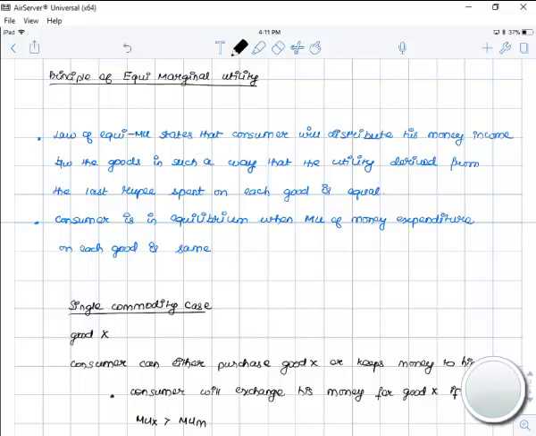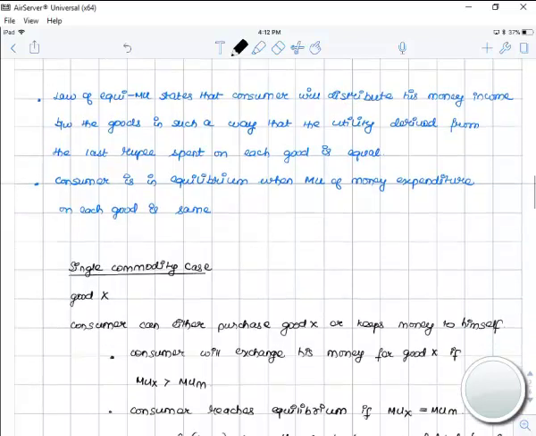Now what does this mean? For example, you have two goods, X and Y, and the prices of the two goods are also given to you, and you have a certain amount of income, right? The law of equi-marginal utility says that you will spend your income on the two goods in such a way that the utility which you derive from the last rupee spent on each good is equal. I'll tell you just now what this means. So the consumer is in equilibrium when the marginal utility of the money expenditure is the same on each good, right?